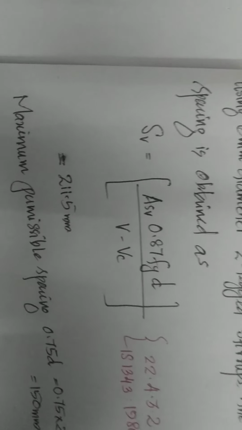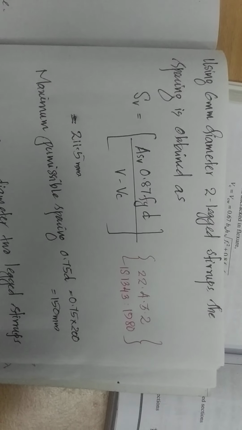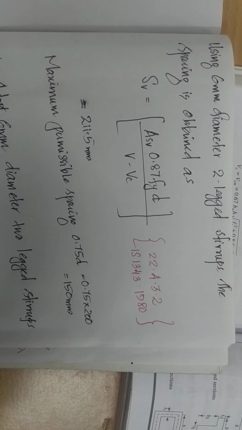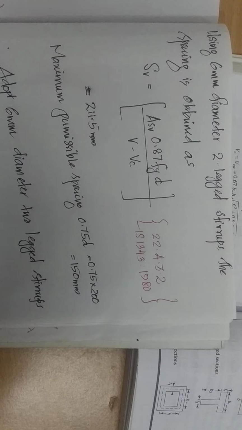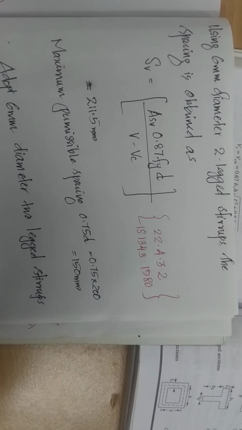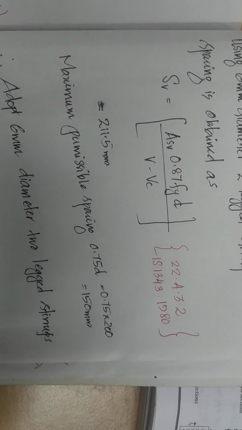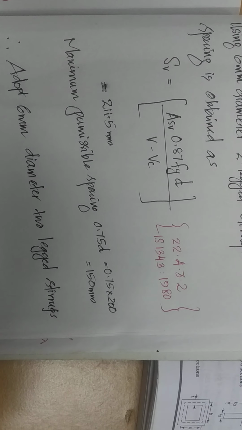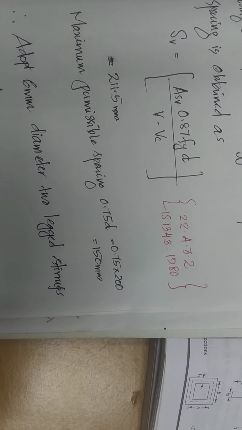Assume that we are using 6 mm diameter 2-legged stirrups. Spacing is obtained as Sv equal to Asv into 0.87 fy d by V minus Vc, from IS 1343 1980 clause 22.4.3, and we obtained the spacing. And there is a condition that maximum permissible spacing is limited to 0.75 d, that is 0.75 into the effective depth 200. So it is obtained as 150.